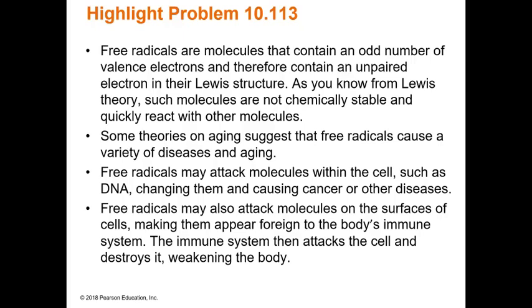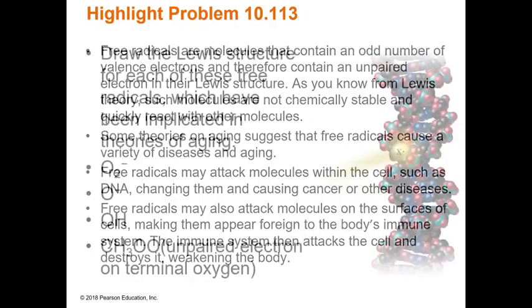Let's end with an intriguing application. Free radicals are molecules with an odd number of valence electrons, leaving one electron unpaired. These species are highly reactive and have been linked to aging and disease. They can damage DNA or cell surfaces, triggering immune responses or even leading to cancer. Understanding their Lewis structures helps us visualize why.